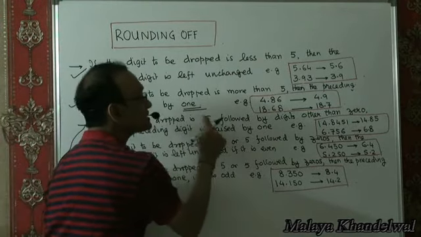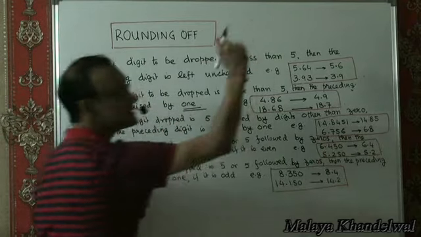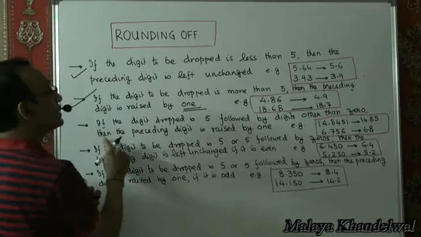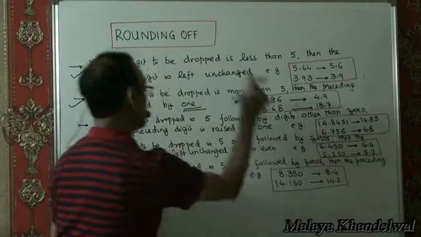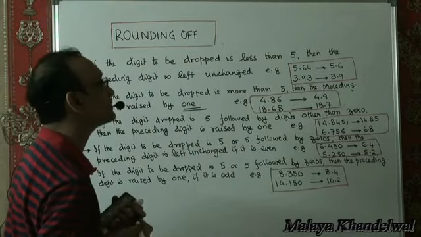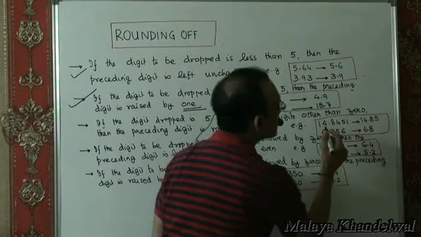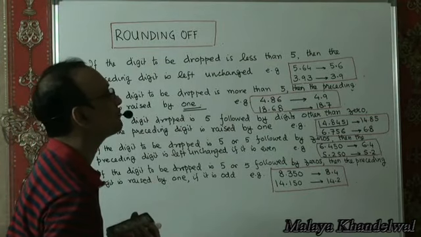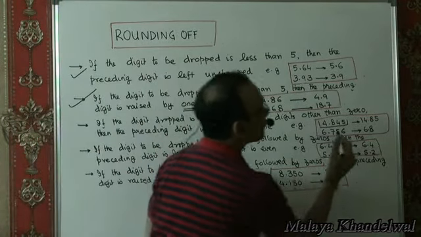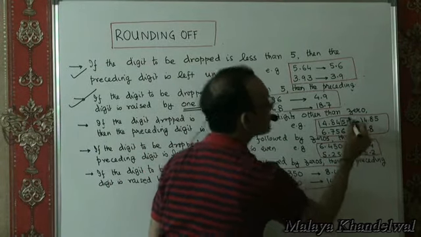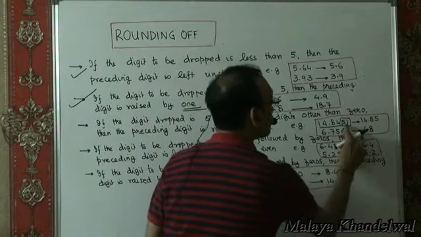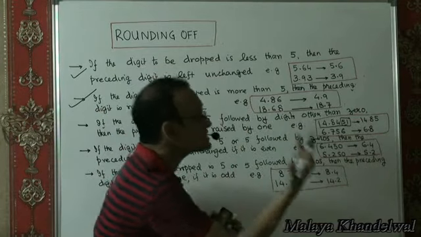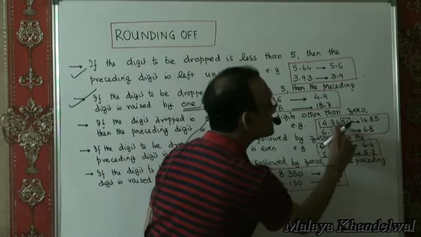If the digit dropped is 5 followed by digits other than 0, then the preceding digit is raised by 1. Let's look at this. 14.8451. Now I want to drop this. It's 5 followed by digits other than 0. It's 5 followed by 1, so these are digits other than 0. If I have to drop this, I will raise this 4 by 1.